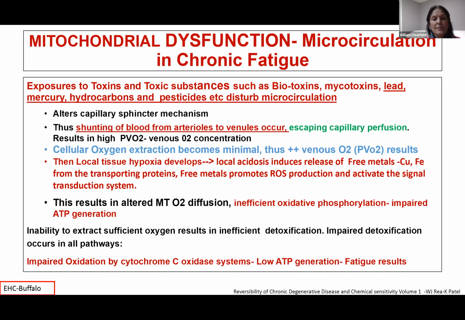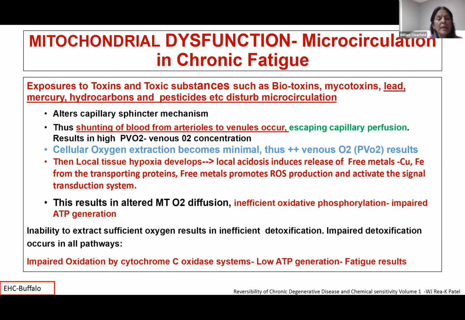Exposure to toxins and toxic substances such as biotoxins, mycotoxins, lead, mercury, hydrocarbons, and pesticides disturbs microcirculation. It alters the capillary sphincter mechanism. Shunting of the blood from arterioles to venules occurs, escaping capillary perfusion, which results in high levels of venous oxygen concentration. Cellular oxygen concentration becomes minimal, and venous oxygen concentration increases, which results in a higher PVO2. So when you do venous gases, and if you find a high PVO2, then you know the patient is suffering from a microcirculation problem.